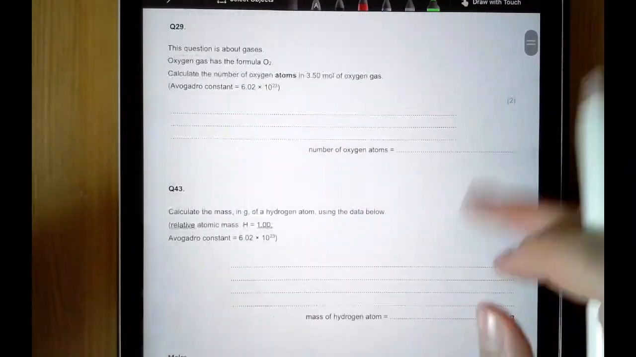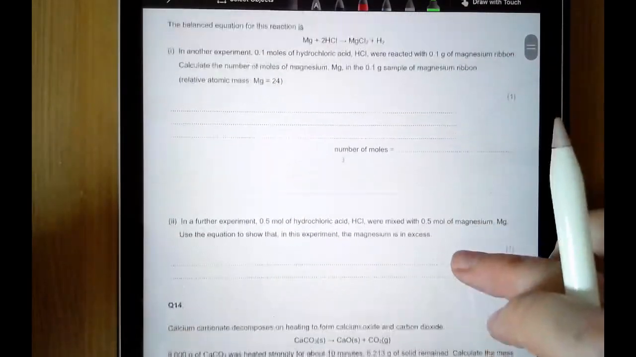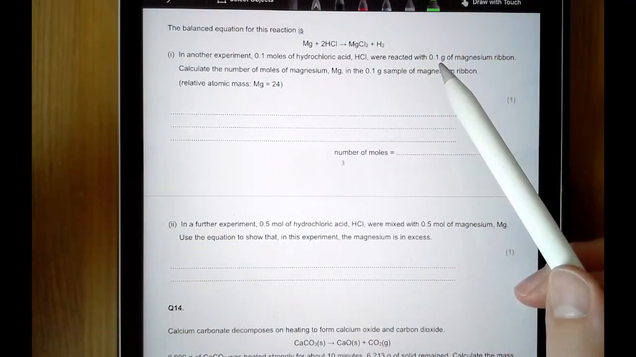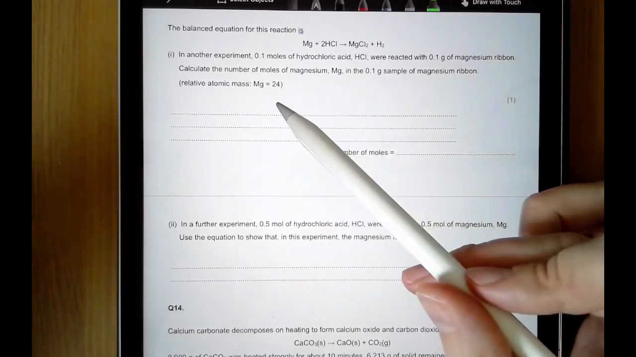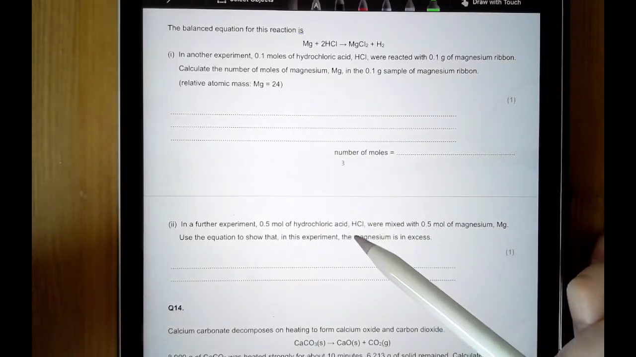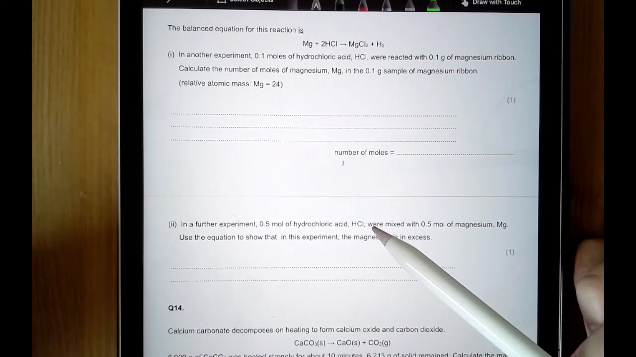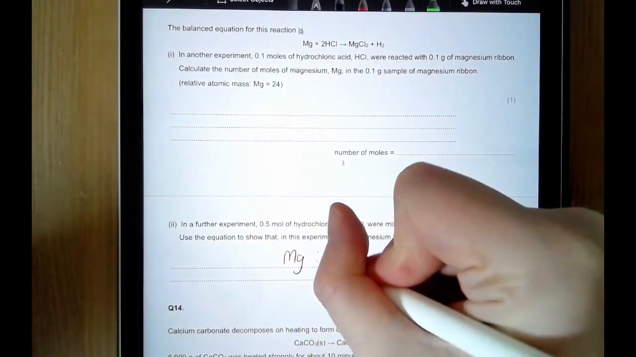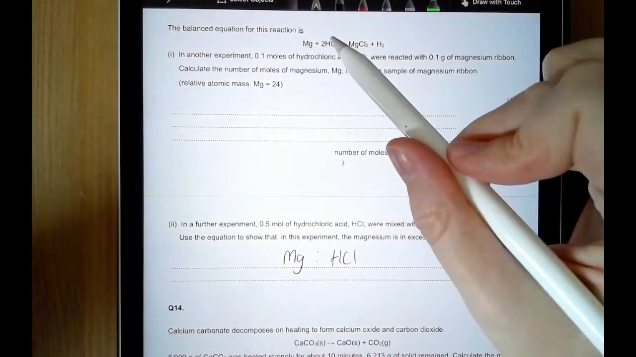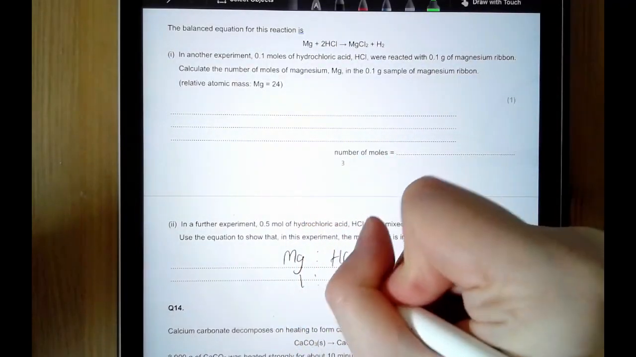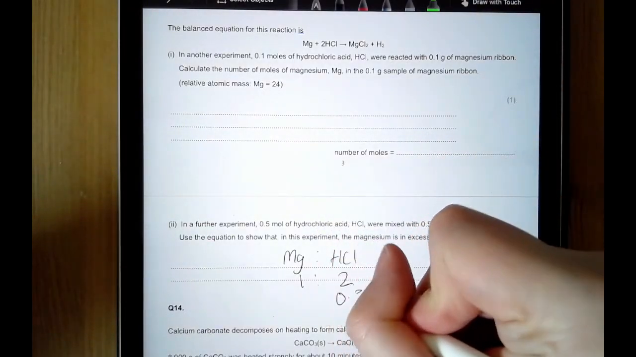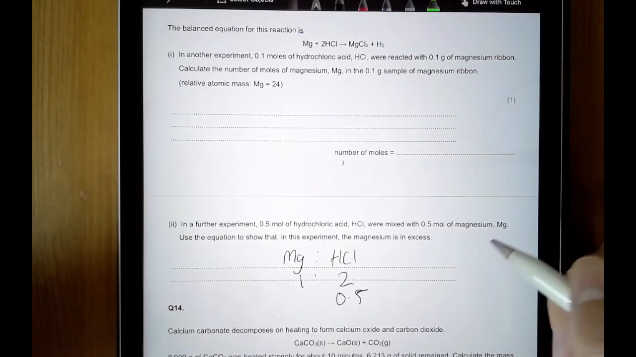I now just want to flick back up to the very first question, which I skipped. The first part of it is fine. You're just given mass. You're asked to find moles, so it's going to be 0.1 divided by 24. In the next part, you're told that you're reacting HCl with magnesium. So I can see from my equation above, if I'm reacting magnesium and HCl, that there is a 1:2 ratio between them. And you're told that you're using 0.5 moles of hydrochloric acid and 0.5 moles of magnesium.